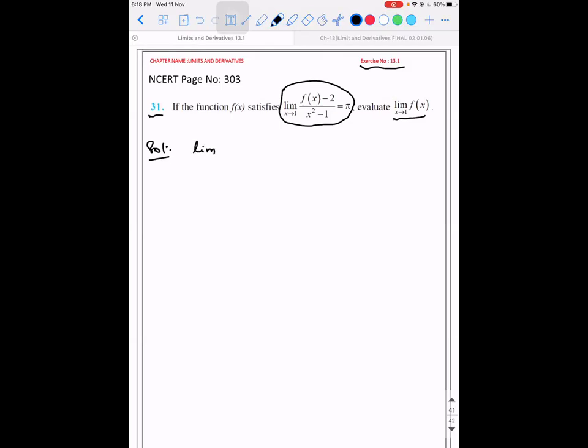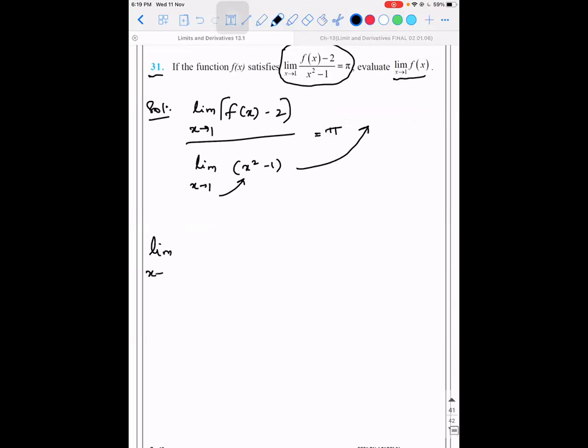So, see, limit x tends to 1, can I write it as f of x minus 2 divided by limit x tends to 1, x square minus 1 is pi. I will take this to the other side because if I substitute the limit here, it will become infinite. Something by infinity cannot be a finite value on the right hand side. It should be a 0. So limit x tends to 1, f of x minus 2 is equal to pi into limit x tends to 1, x square minus 1.